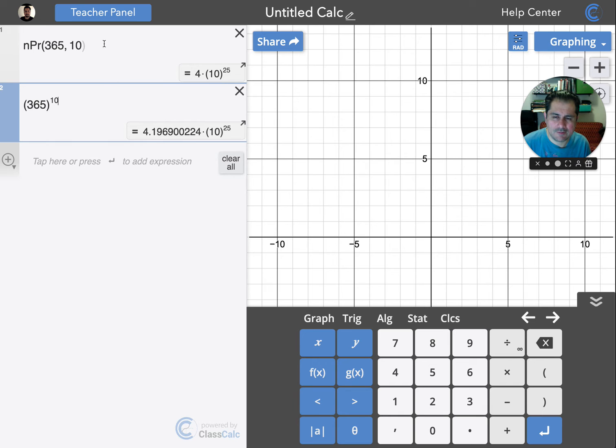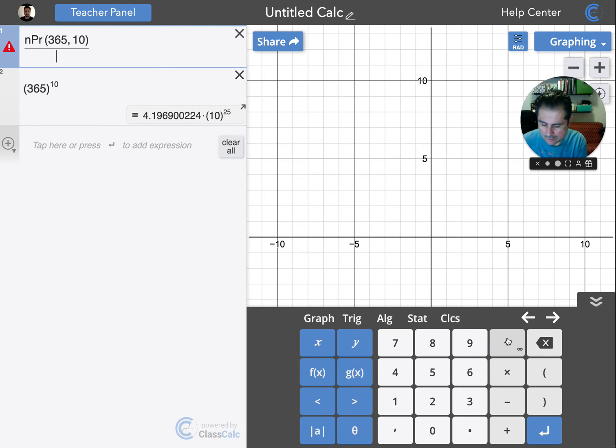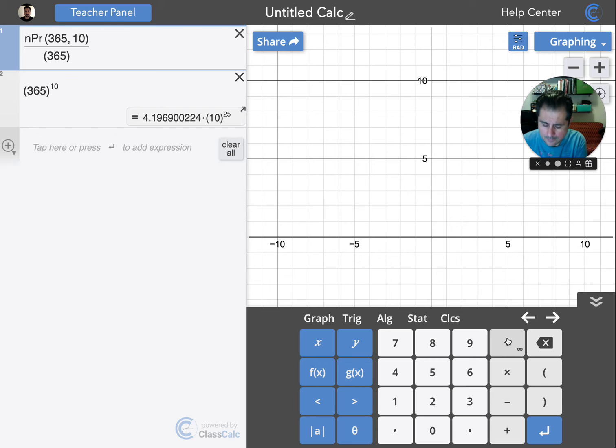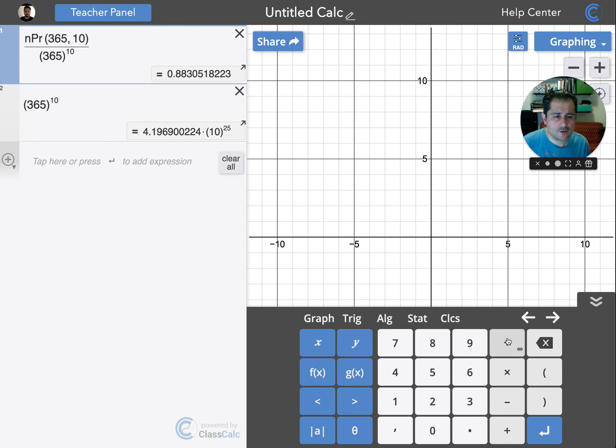So in this calculator, I'm going to show you that I can even just do it like this. Here I can just press the division button, and say divided by 365 to the power of 10. So it's 88% chance that nobody has a repeated birthday in a group of 10. So my answer is going to be 1 minus that, right? I can just do it right here if I type 1 minus. Oh no, I couldn't do it. Can I go outside there? 1 minus. There you go. So 1 minus that is 0.11, so close to 12%.